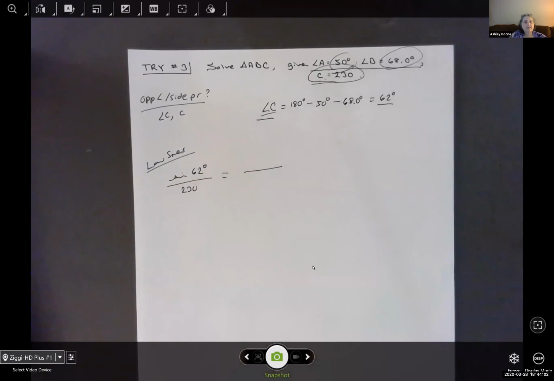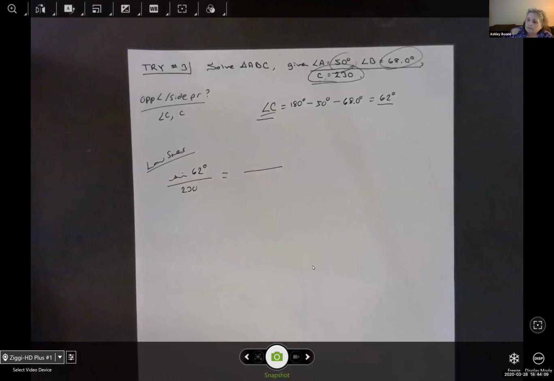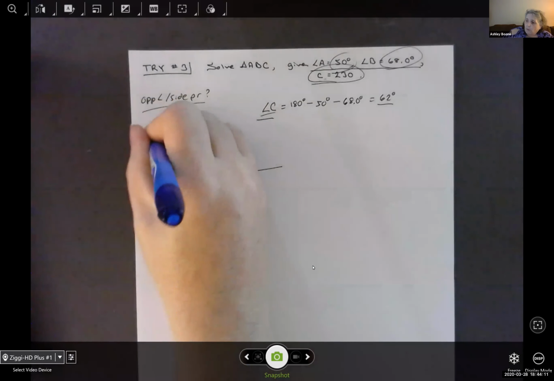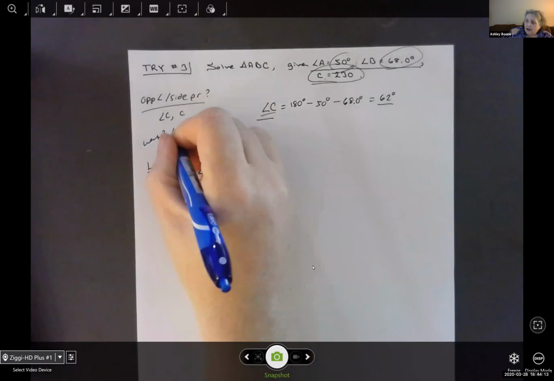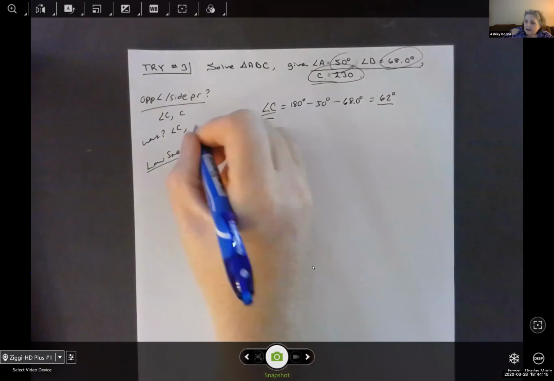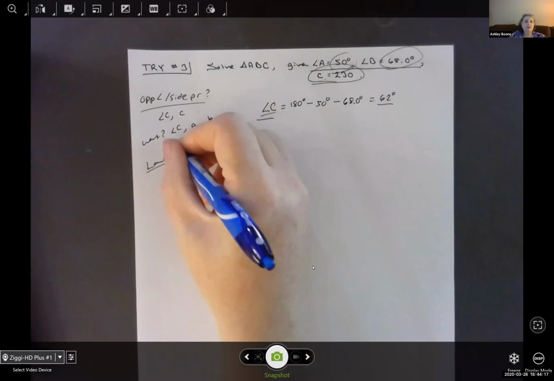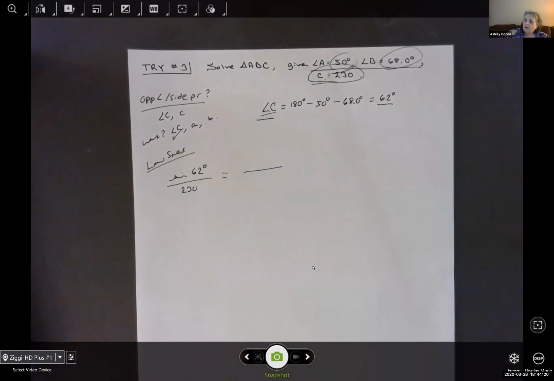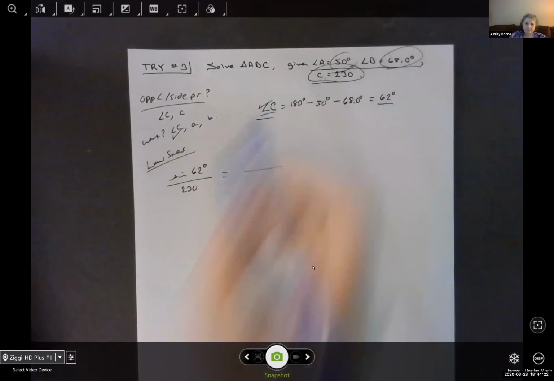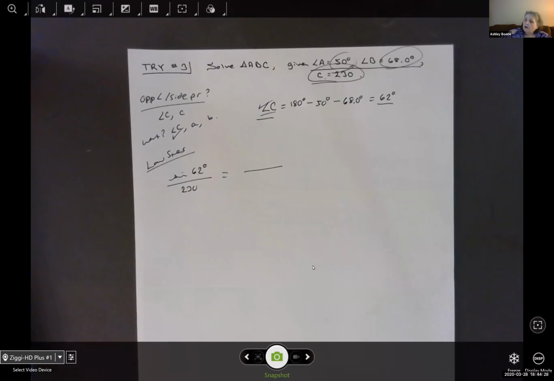Okay, so I use the C's. I'm going to have to find both. What do I want? What's wanted here? I want to know what angle C is, what side A is, and what side B is. I've already found angle C. That was the quick one to get. Okay. I need side A and B, so I'm going to have to use my law of sines a couple of times here.